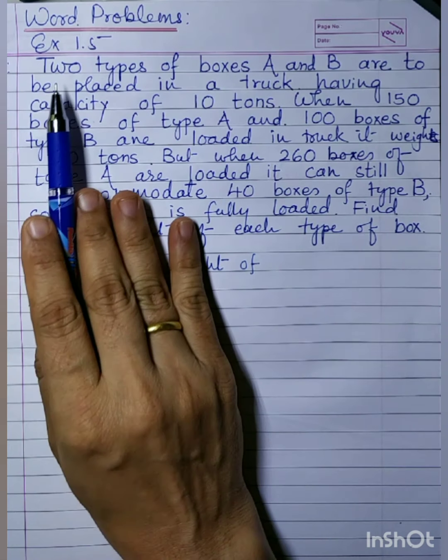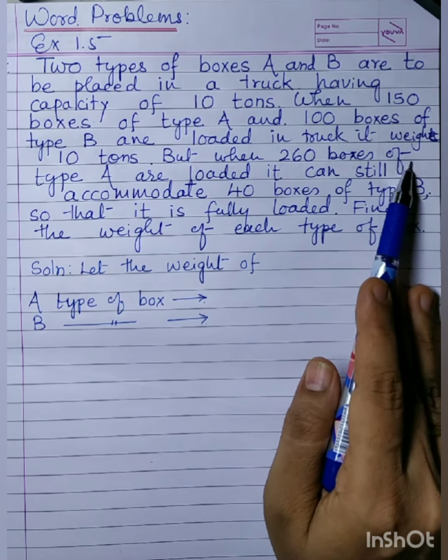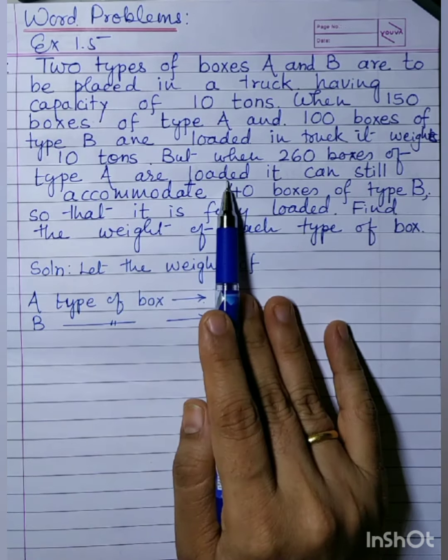Today's problem: two types of boxes A and B are to be placed in a truck having a capacity of 10 tons. When 150 boxes of type A and 100 boxes of type B are loaded in the truck, it weighs 10 tons. But when 260 boxes of type A are loaded, it can still accommodate 40 boxes of type B, so that it is fully loaded. Find the weight of each type of box.